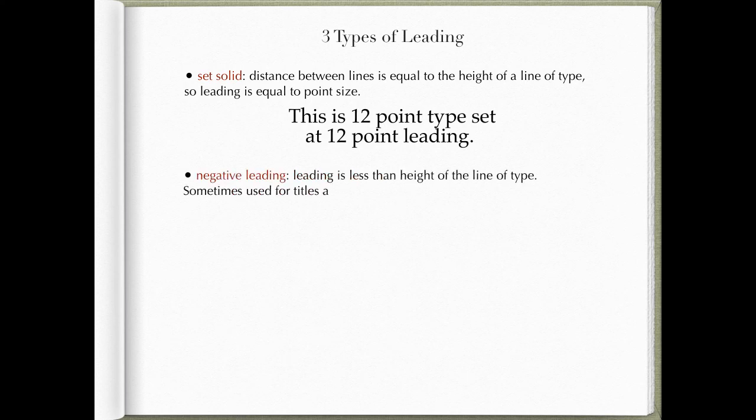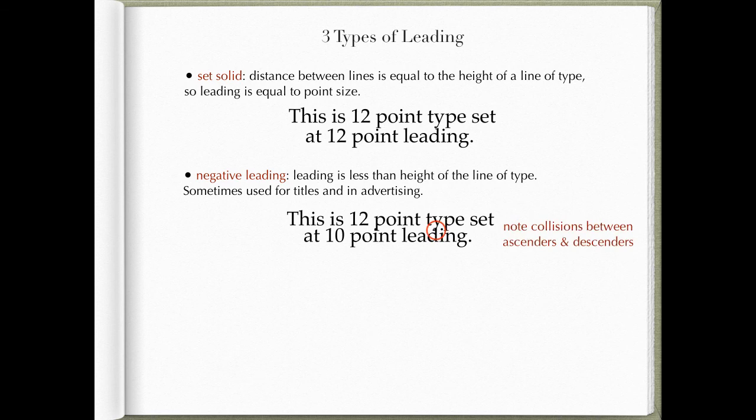In general, the 3 terms we might use when we're talking about leading. Set solid, which is generally considered to be a little bit too close to be very easy on the eye. If you look at the descender on the P on the top line and the dot on the I on the bottom line, or the descender on the Y in type and the ascender on the D, you can see they're becoming rather crowded. If you're using negative leading, you're likely to get collisions between ascenders and descenders, and you see that with both the P and the I and the Y and the D.